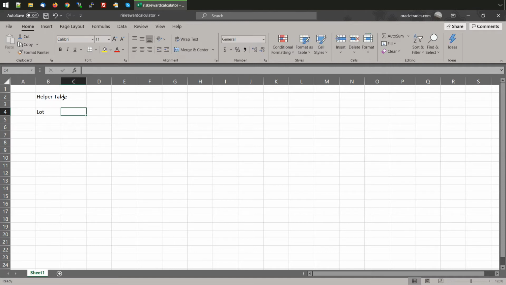And the first thing we need to look at is lot sizes and the values. So one lot equals 100,000 of your base currency for the major currency pairs. We're not going to talk about the Japanese yen here, not to complicate things.